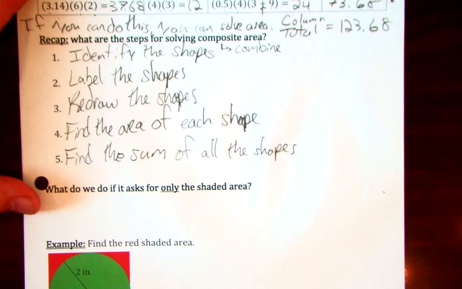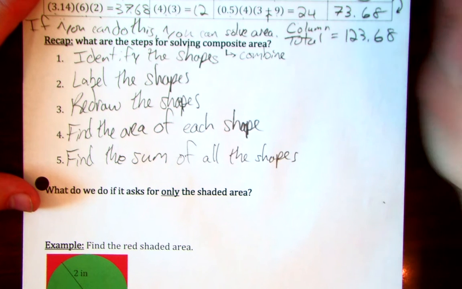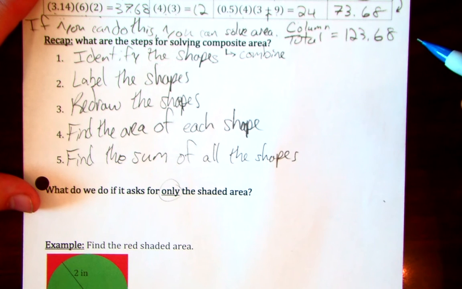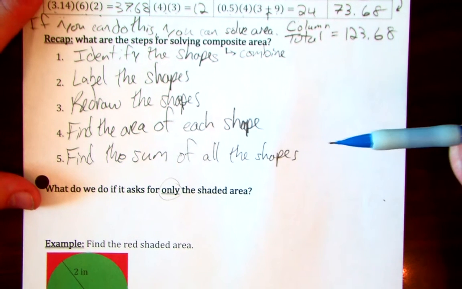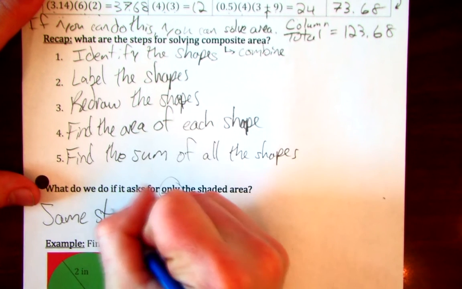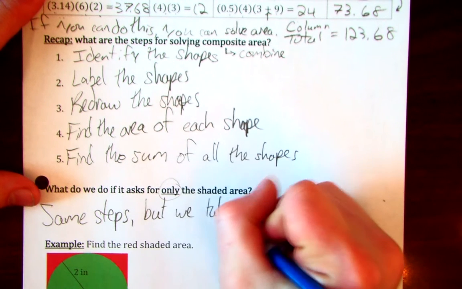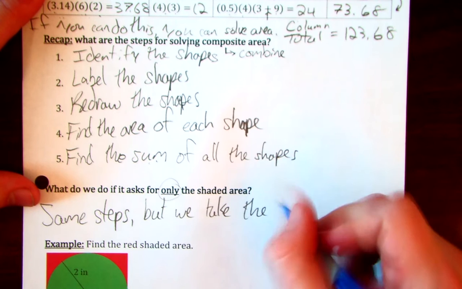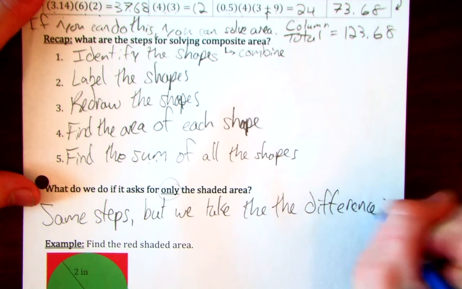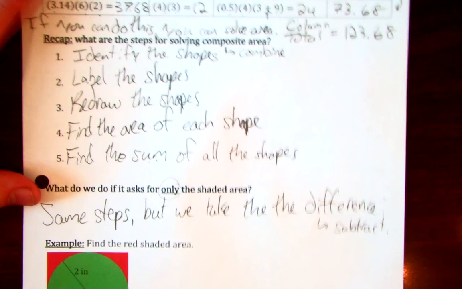All right. So those are our quick 5 steps to do this, and we'll do this each and every time. However, it says, what do we do if it asks for only the shaded area? And so I give you an example at the bottom here, and we're about to do that. The only difference, meaning we have the same steps, but then we take the difference instead of the sum. And when you see the word difference, you're thinking subtract. So let's scroll this up a little bit.